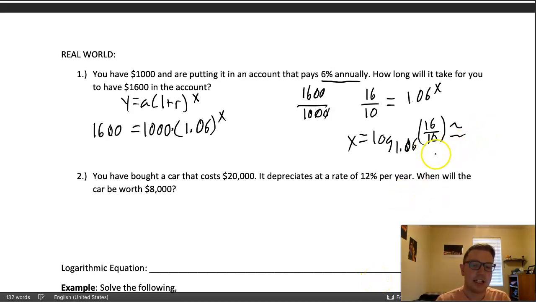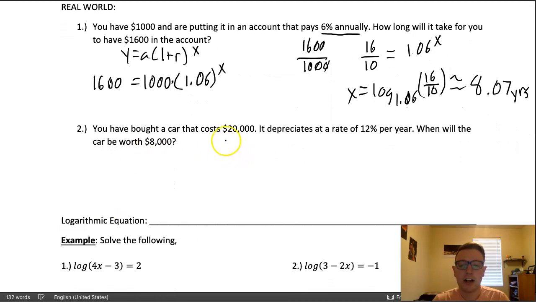Put that in, you'll find out that you'll have about $1,600 in your account in 8.07 years. It's a fair amount of time to make those $600. Let's look at another word problem.